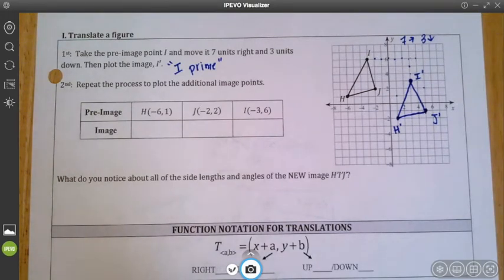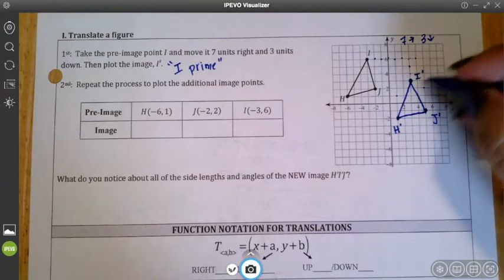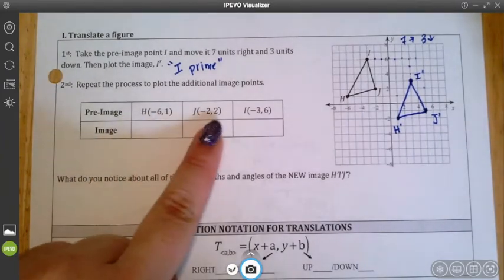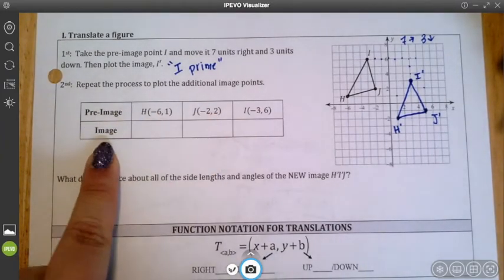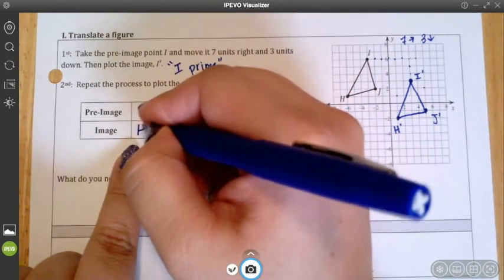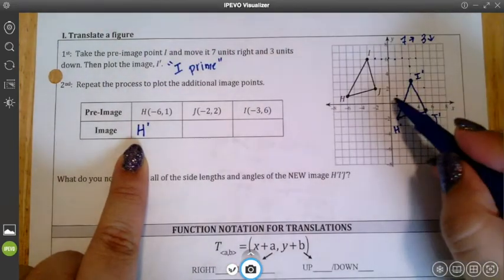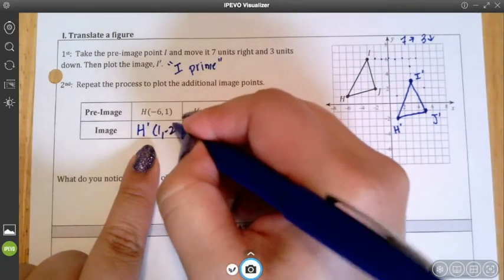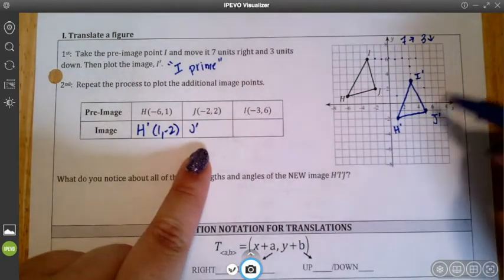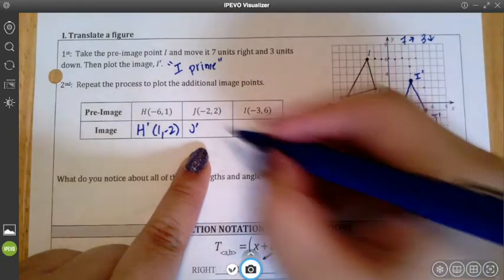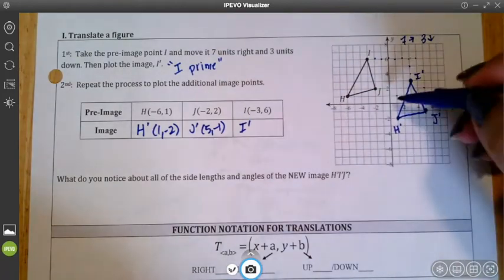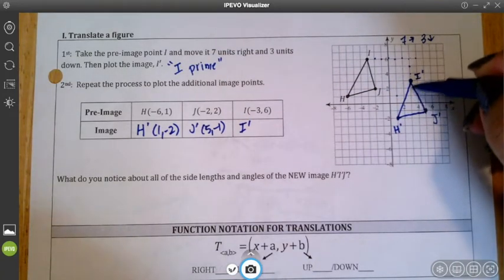So in order to label those points, we've called them by their original name with a little apostrophe that we say prime. So our pre-image was those 3 points. Our image, the result, our new point instead of H is H prime with the coordinates 1, -2. J became J prime with the coordinates 5, -1. And I became I prime with the coordinates 3, 3.